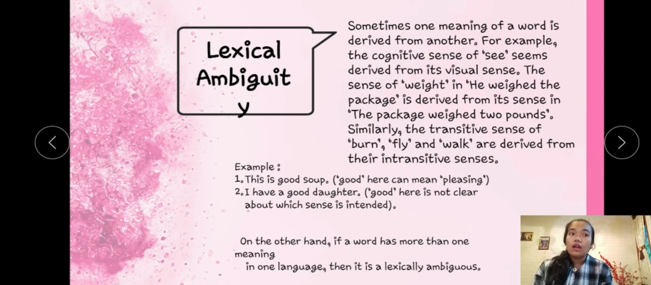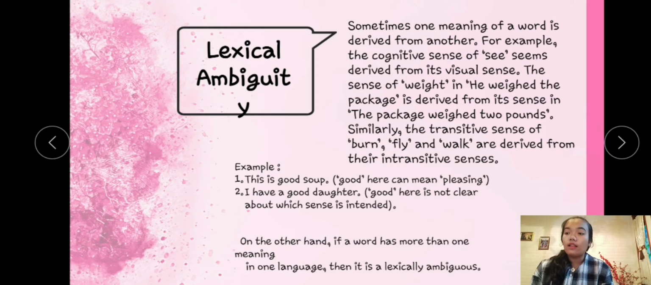The example, number 1, this is a good soup. Good in here can mean pleasing. Or number 2, like I have a good daughter. Good in here is not clear about which sense is intended. On the other hand, if a word has more than one meaning in one language, then it is lexically ambiguous.